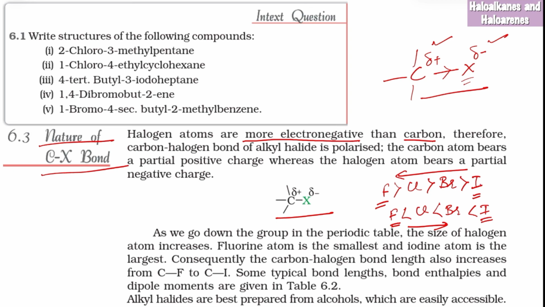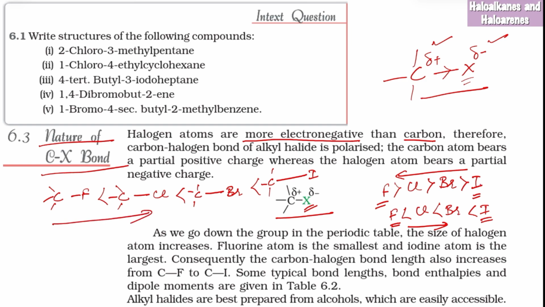Now what is the effect of the size of the halogen atom? As the size of the halogen atom increases, the carbon halogen bond length also increases. This means carbon fluorine bond length is smaller than carbon chlorine bond length, which is smaller than carbon bromine bond length, and the bond length of carbon and iodine is the maximum. So in this direction the bond length increases.